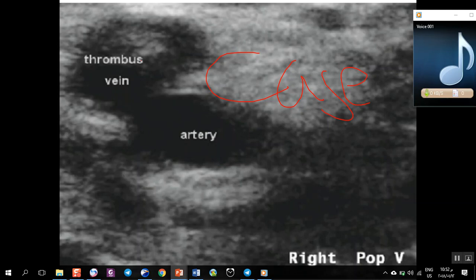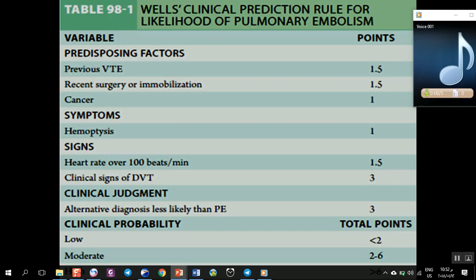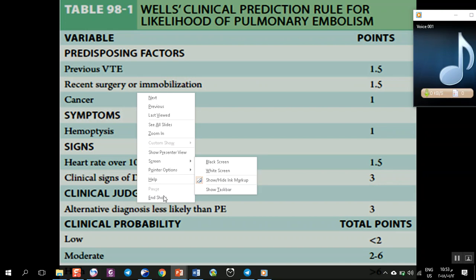This is the risk criteria for the likelihood of embolism. If you have previous embolism, 1.5. If you have surgery, 1.5. If you have cancer, 1. If amputation, 1. If heart rate more than 100, 1.5. If clinical sign of DVT, 3. If embolism is the most likely diagnosis, 3. And you sum these points. If the result is low and the D-dimer is low, there is no DVT, no embolism. If the probability is high, then go to CT angiography and investigation.